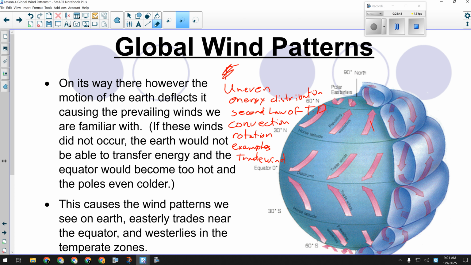All right, so everyone kind of follow there? Those are kind of your key points that you would want to touch on if you're talking about why prevailing winds happen the way they do. By examples, do you mean like? The trade winds as an example, or the westerlies as an example, polar easterlies as an example.